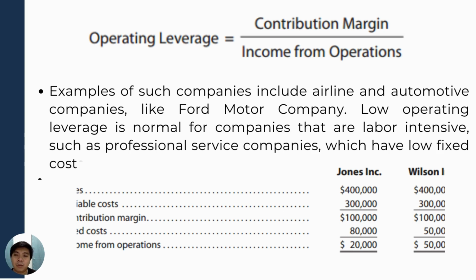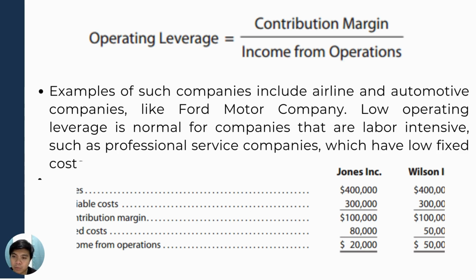The low operating leverage is normal for companies that are labor intensive, such as professional service companies, which have low fixed costs. To illustrate operating leverage, assume the following data for Jones Inc. and Wilson Inc. As shown, Jones and Wilson have the same sales, 400,000, the same variable cost, which is 300,000, and the same contribution margin, which is 100,000.